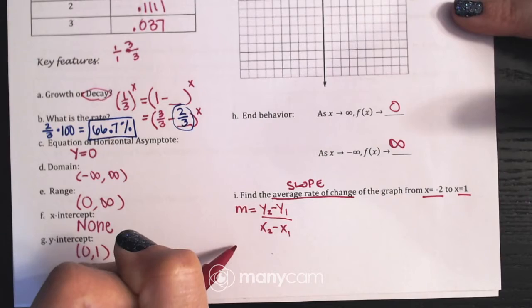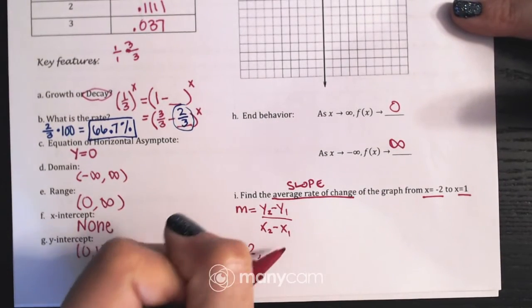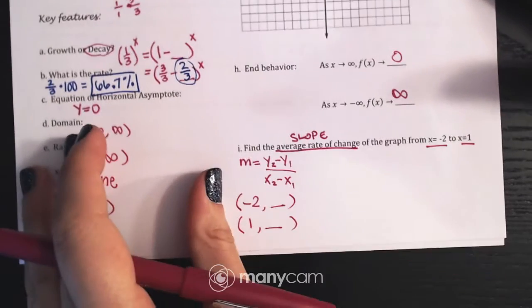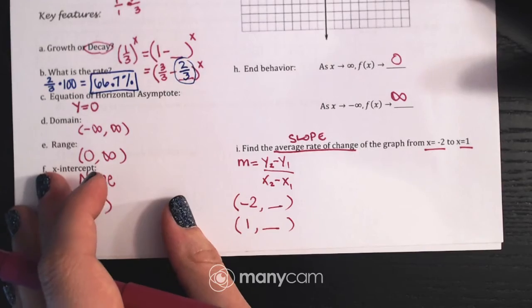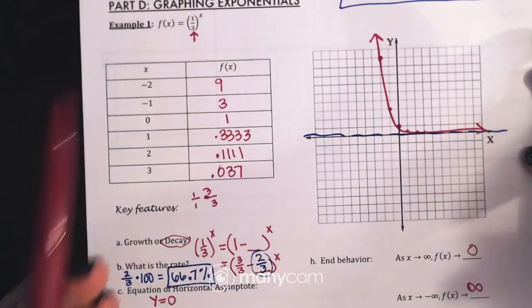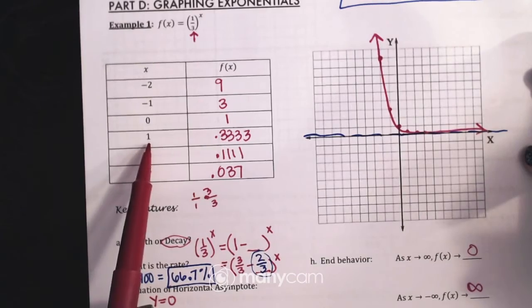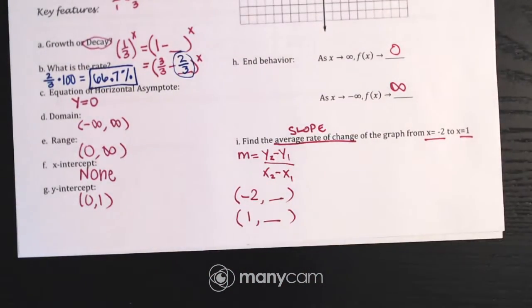So I like to kind of sketch it out. So x of -2 and y of something, x of 1, y of something. Now I can go back to my table to figure out those missing values. So when x is -2, y is 9. When x is 1, y is 0.333. So I can plug those in here.